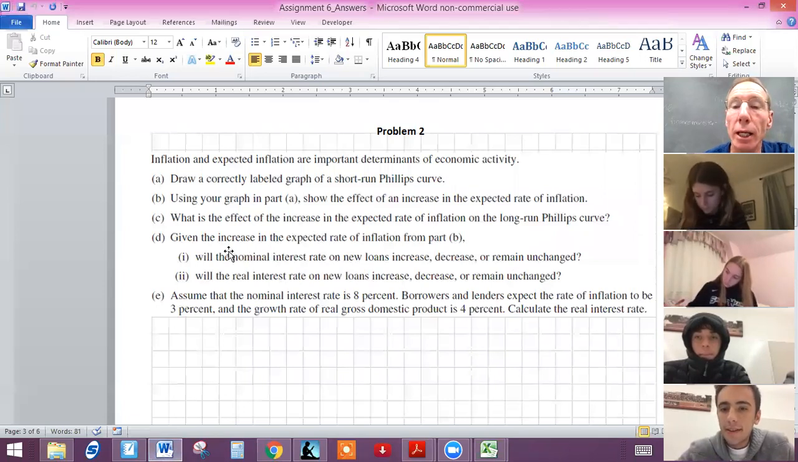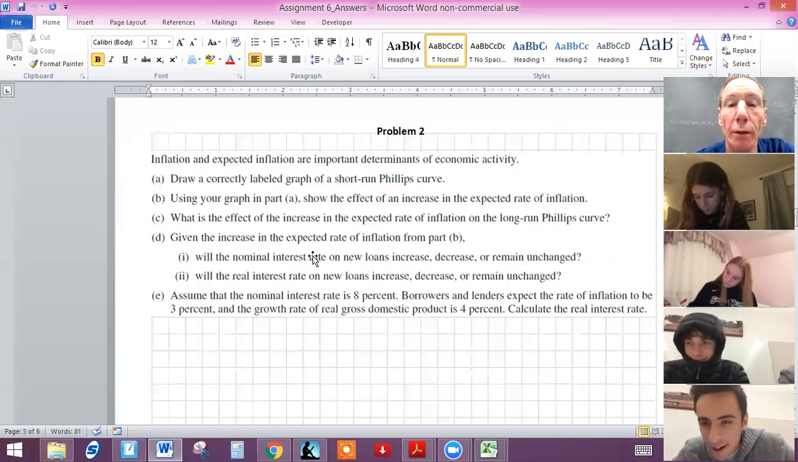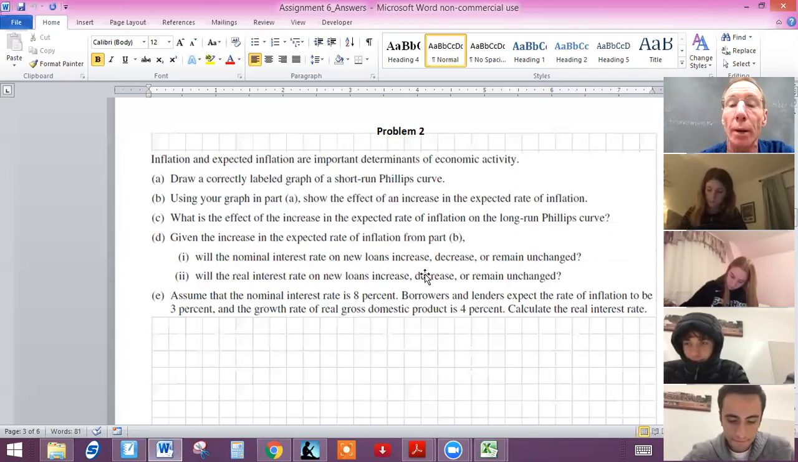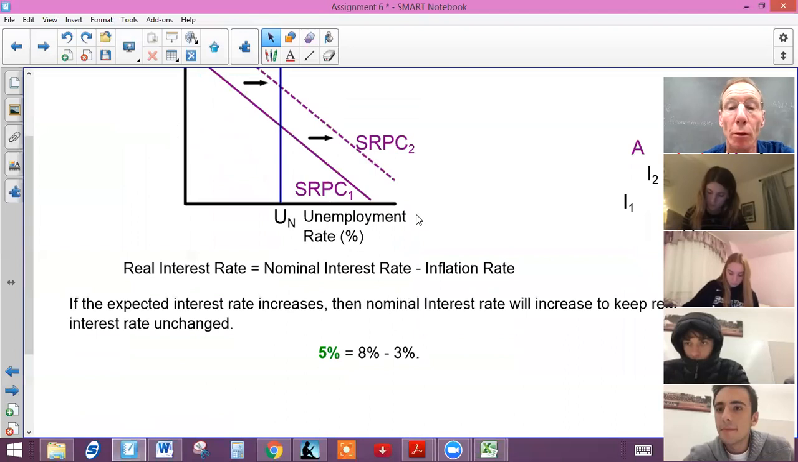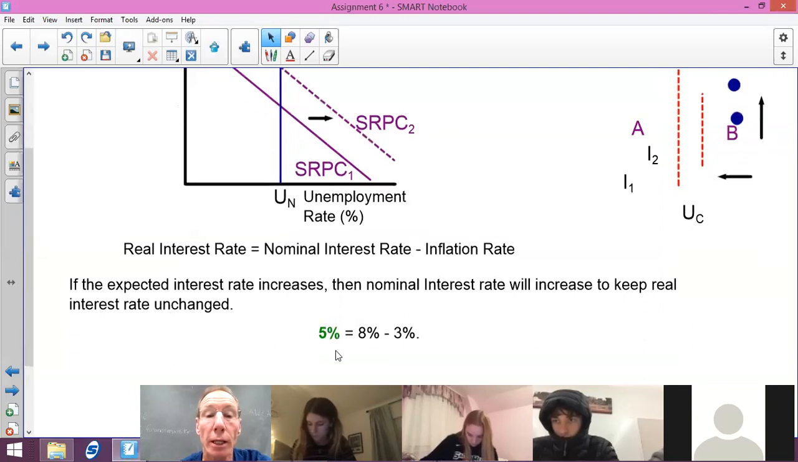Okay, given the increase in the expected rate of inflation in Part B, will the nominal interest rate on new loans increase, decrease, or remain unchanged? Now this means we need to look at the effect of the increase in the expected rate of inflation on the nominal interest rate. And that's simply by looking at this formula right here, or this relationship. The real interest rate is going to be the nominal interest rate minus the inflation rate.